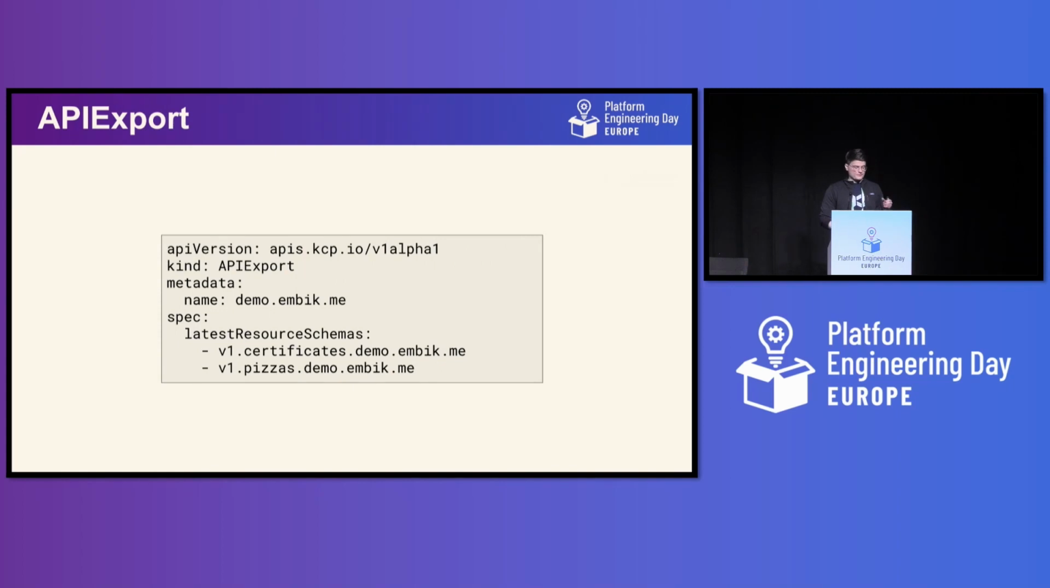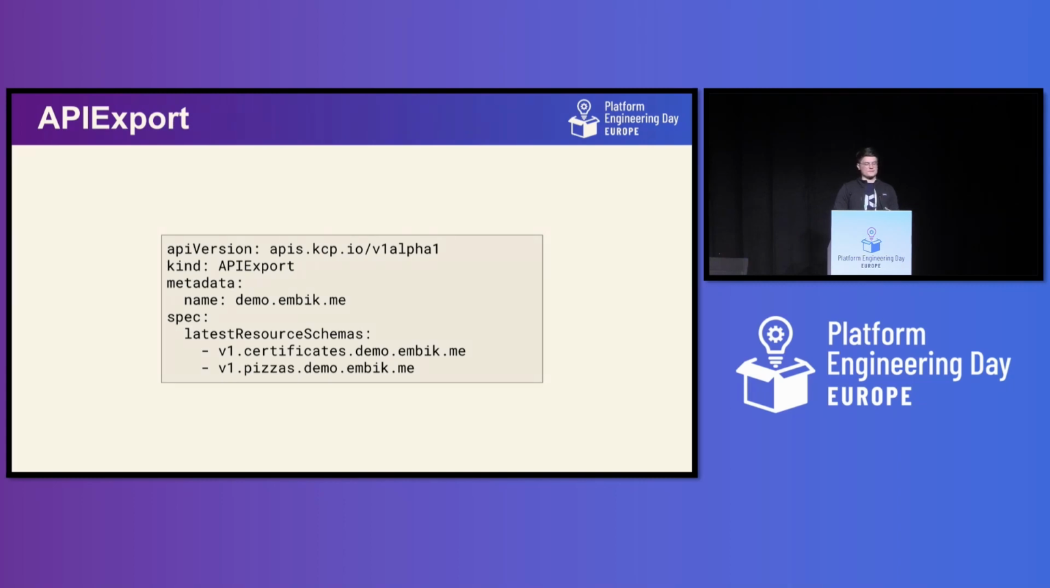Basically, the API resource schema defines how the resources will look, and the API exports will define how these are delivered in one bundle to your users. This is the most basic API export that you can create, but there are many other options that you can use.